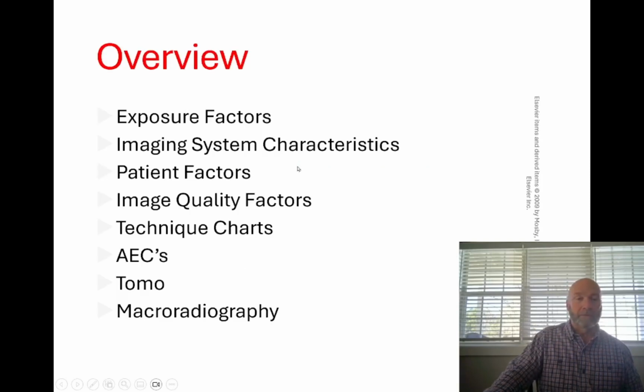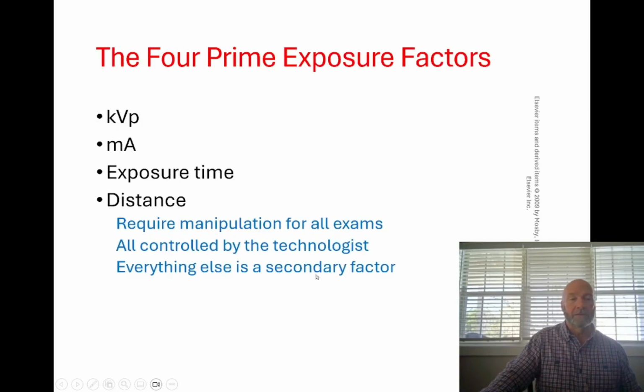In this, what I'm going to talk about are the exposure factors, and there are 4 prime exposure factors. That will be kVp, which I've done in detail in videos. I'll link to this. Image system characteristics, and we'll talk about that. Patient factors, image quality factors. I'll talk a little bit about technique charts, AECs, and how they work. And I'm going to touch on these two down here, tomography and macro radiography, but we're not going to talk too much about those because the technology for both of those are, I won't say obsolete, but they don't have as much impact in diagnostic radiology as what they once did.